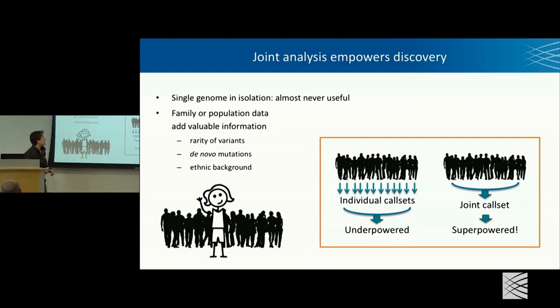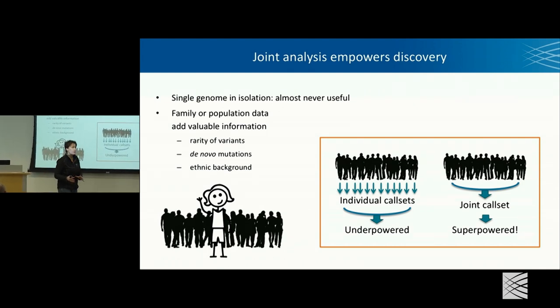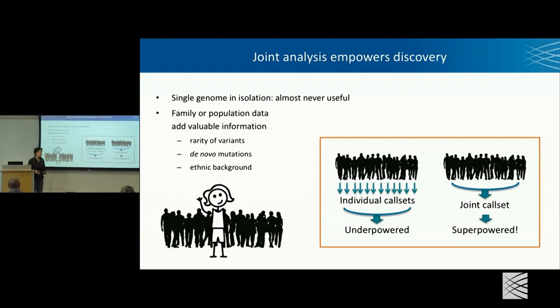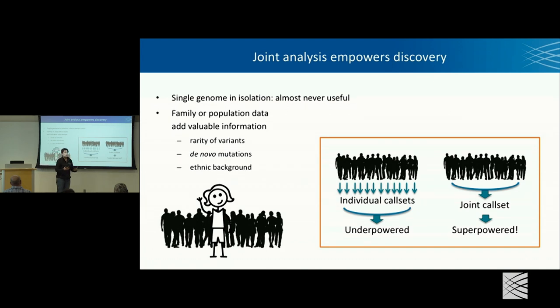We start from the idea that a single genome in isolation is almost never useful. Now, I'm talking about research purposes. In the clinical context, that might look a little different. But in the research context, you're always trying to compare your genomes against a population, other groups, and so on. We're going to want to use family or population data, and there's a lot of information in having a group's genomes.